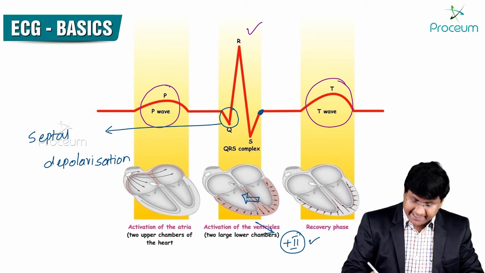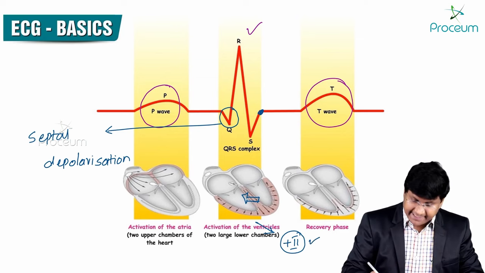And if you take this strip here, this is almost 15 mm. So the calibration is increased, it is over calibrated. That calibration can be set in the ECG machine itself. And the calibration you have to set is 1 millivolt or 1 centimeter or 10 mm. That means it should occupy 2 large boxes.